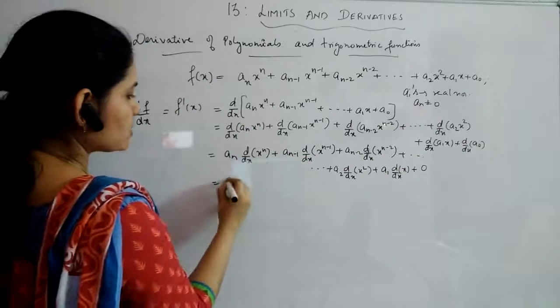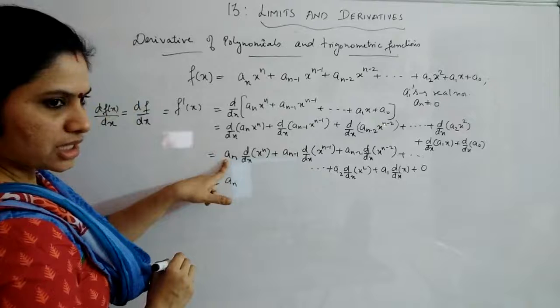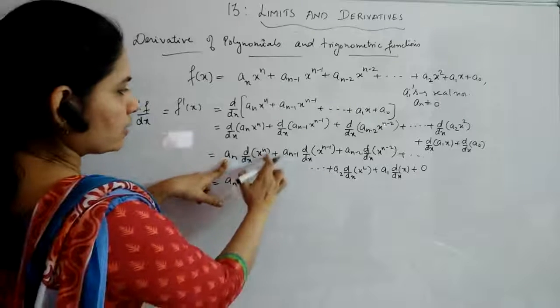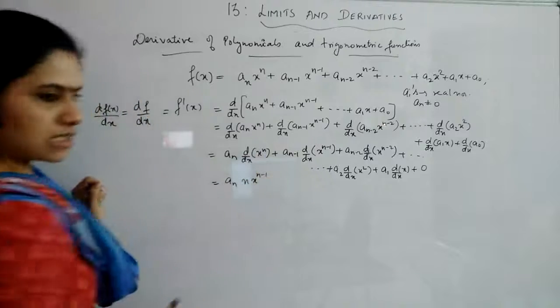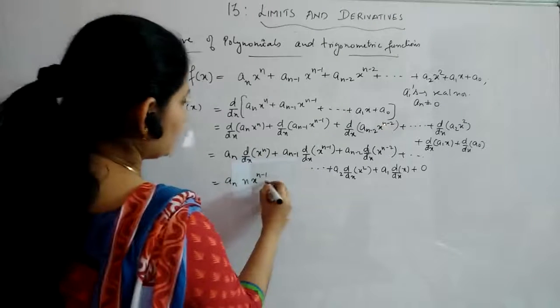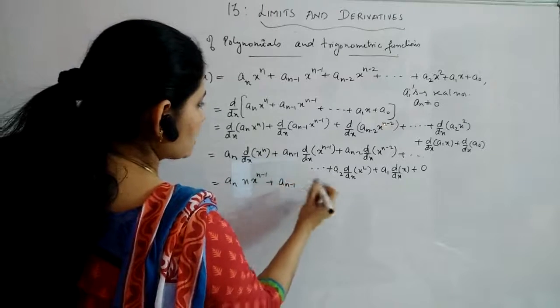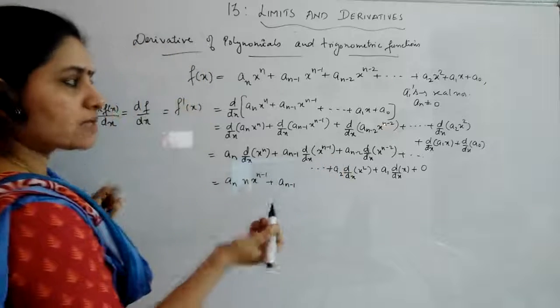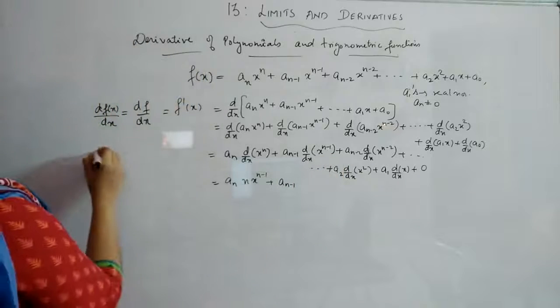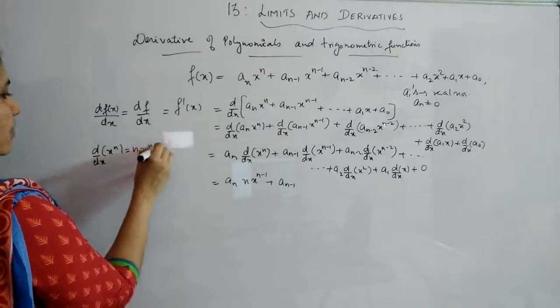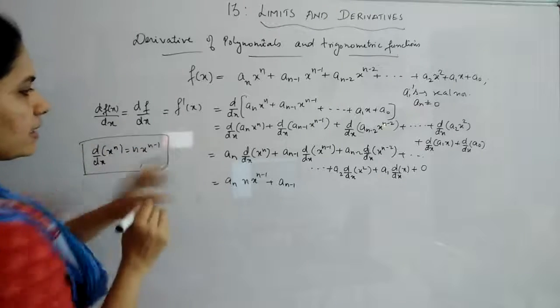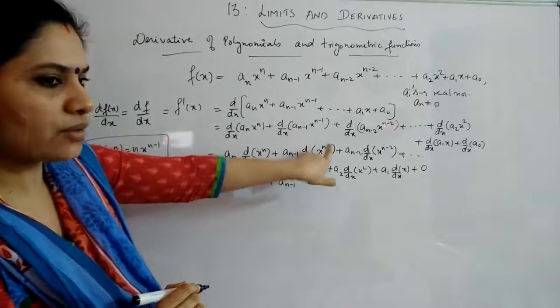Now what happens to this? It will become an, which is a constant, as such written. Now the derivative of x raised to n is n x raised to n minus 1, plus an minus 1 derivative of x raised to n minus 1. Again you are applying the same thing, that is d by dx of x raised to n is n x raised to n minus 1. This is what we are applying here also. So instead of n you have n minus 1.